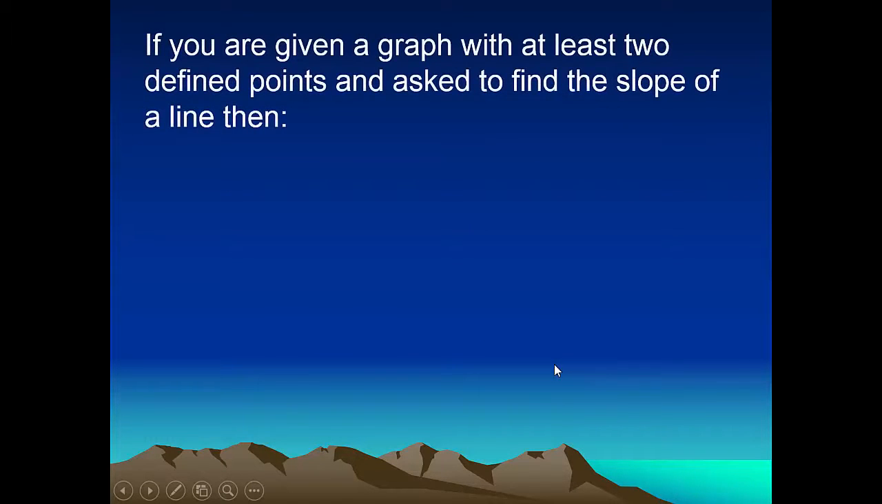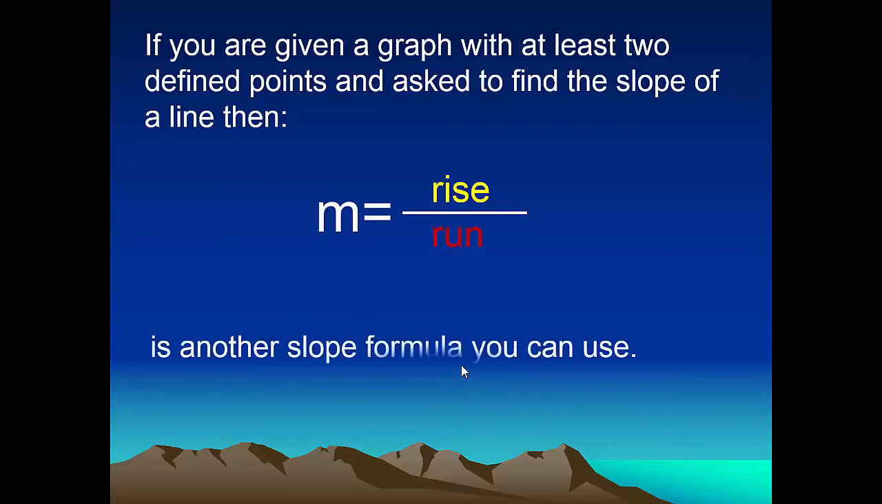Now, if you are given a graph of at least 2 defined points and asked to find the slope of a line, then you should use rise over run. Typically, rise over run is much easier to do than the regular slope formula that we were looking at, and it is also considered to be another slope formula that you can use.